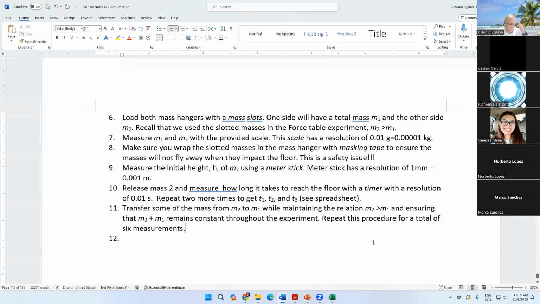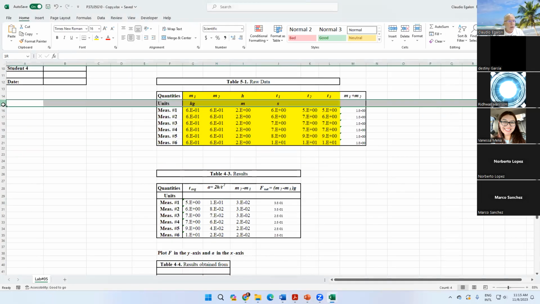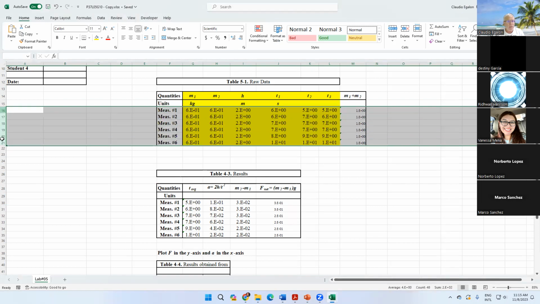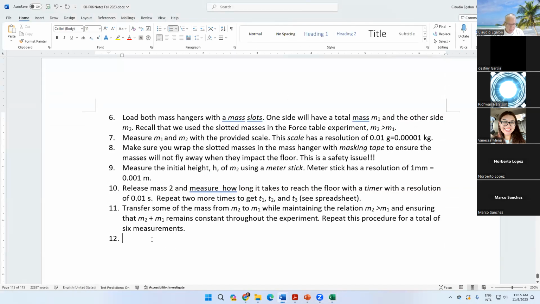Measurements. Okay, we have 6 measurements right in here: 1, 2, 3, 4, 5, 6. Calculate the average. Right? Calculate the acceleration of the system using the kinematics equation. What the kinematics equation is?